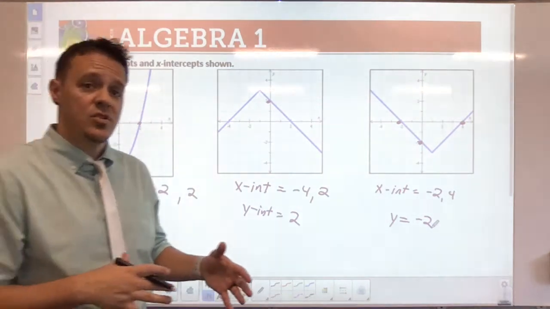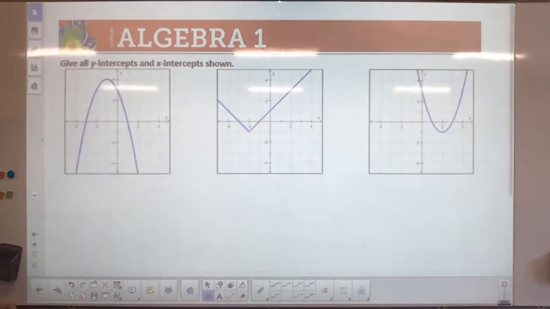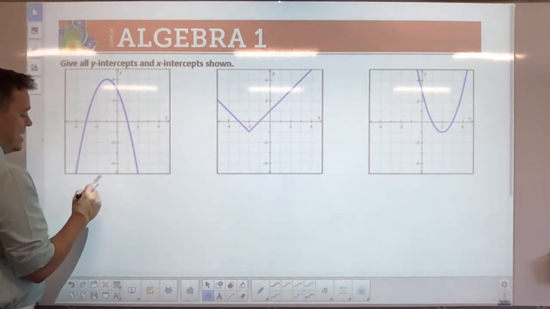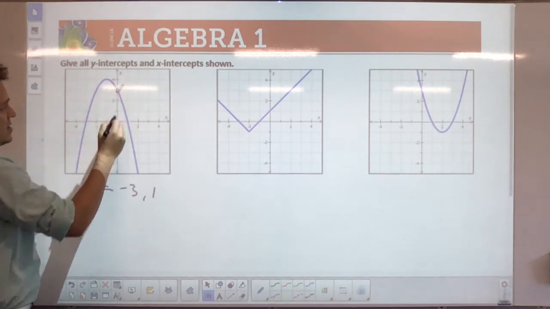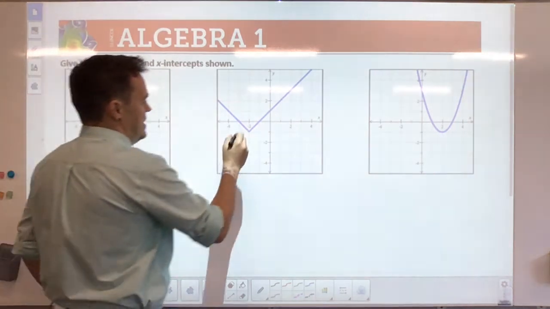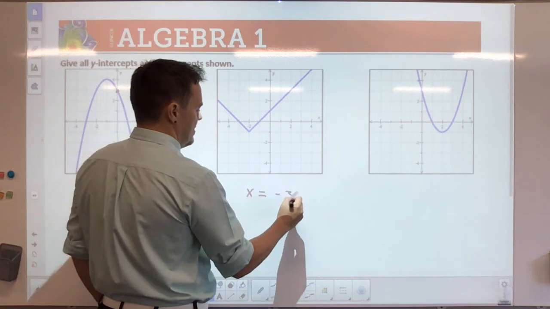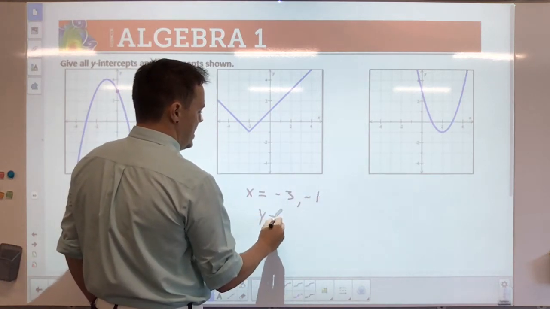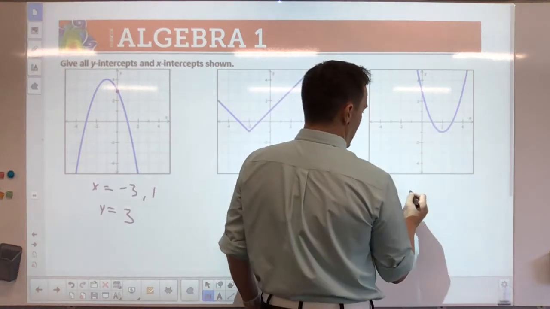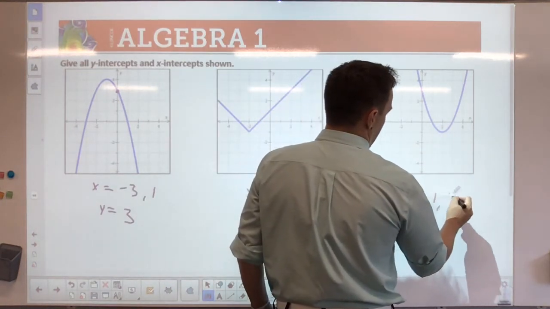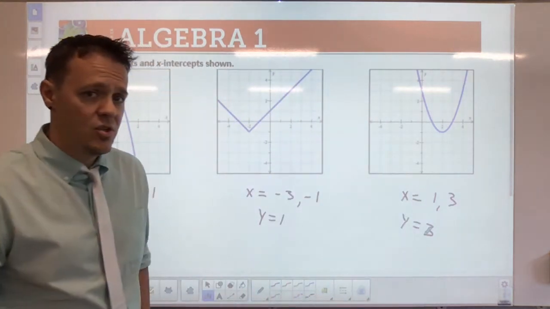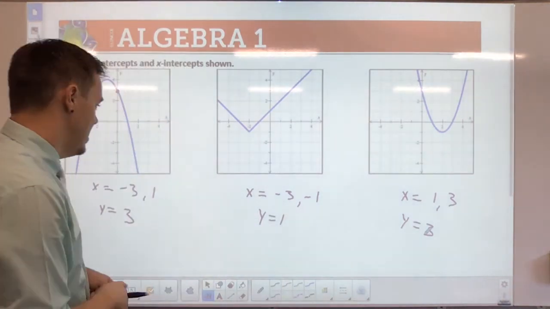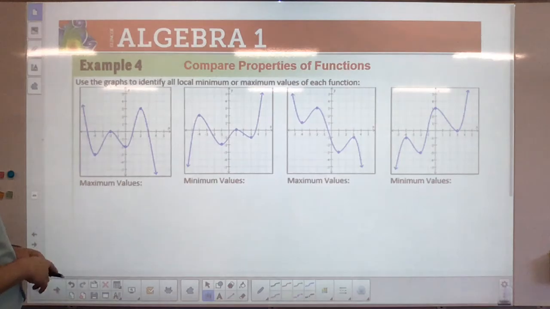Simple enough, right? So what I want you guys to do is practice and fill in your own right here. All right, simple enough. The x-intercepts are going to be -3 and 1, and the y is 3. Then x-intercepts are -3 and -1, and my y is 1. On this one here, my x-intercepts are 1 and 3, and my y is going to be 3. Okay, simple enough. Just make sure you understand the concept, and that you can identify them and don't get confused if I ask for the difference between the x and the y.